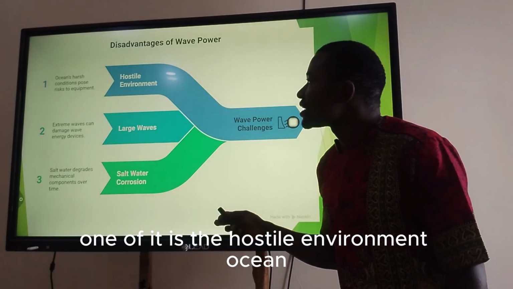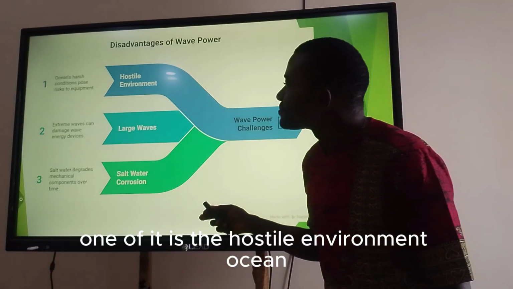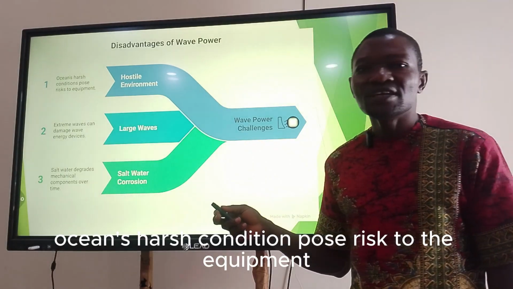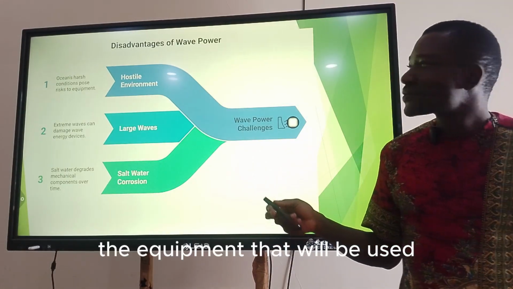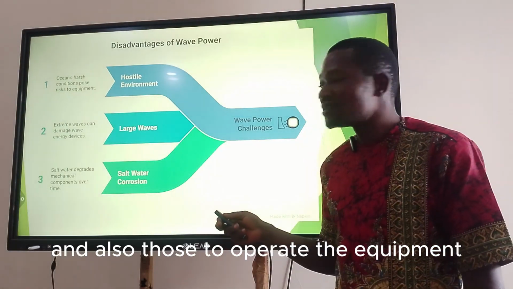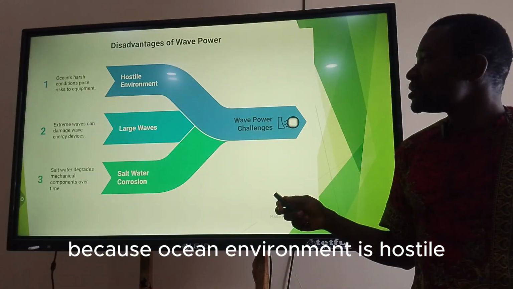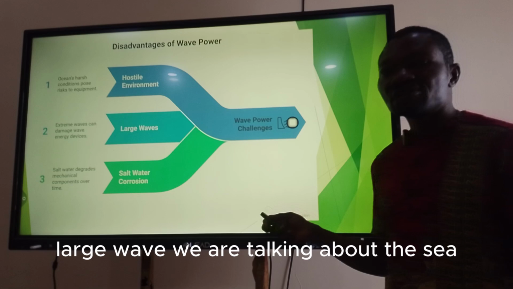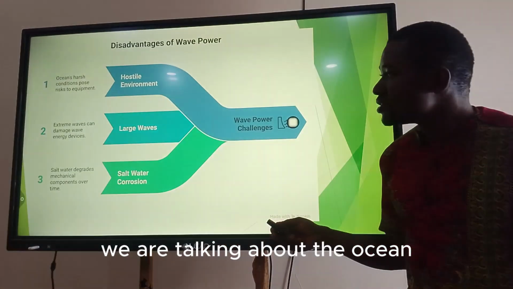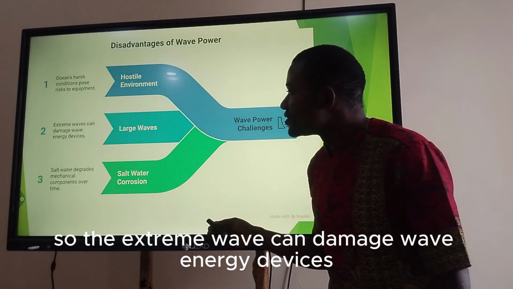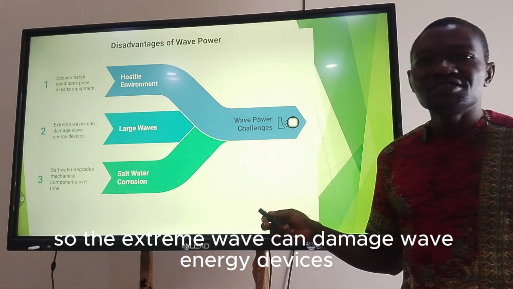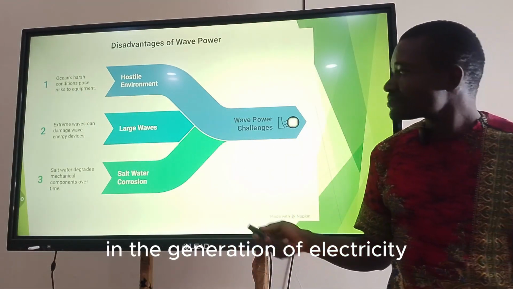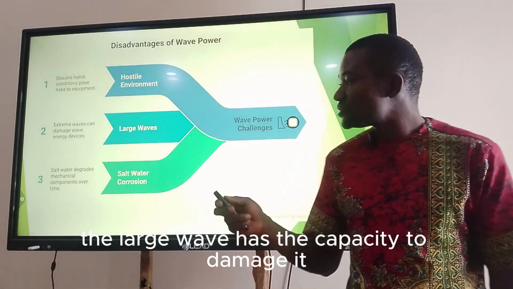One of it is the hostile environment. Ocean's harsh conditions pose risk to the equipment that will be used, and also to those who operate the equipment, because the ocean environment is hostile. Then another disadvantage, large wave. We are talking about the sea, we are talking about the ocean. So the extreme wave can damage wave energy devices. The devices that will be employed in the generation of electricity, the large wave has the capacity to damage them.